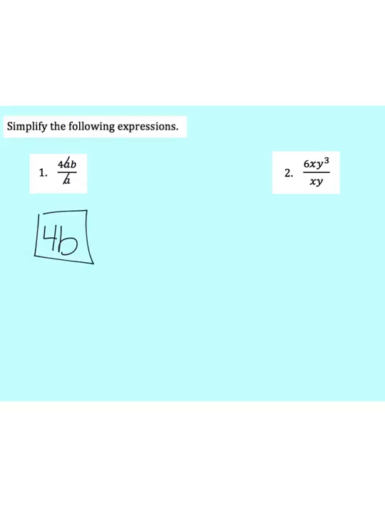Looking at number 2 here, I have 6xy to the 3rd divided by xy. Well, I have one x on top and one x on bottom. Those are going to cancel each other out. I have 3 y's on the top and only 1 on the bottom. So we're going to use our power rule where we subtract them. So 3 minus 1 is going to give me 2, so I'm going to get y squared. And the bigger number of those is on the top, so that y squared is going to stay on the top. I still have that 6 up on top as well.